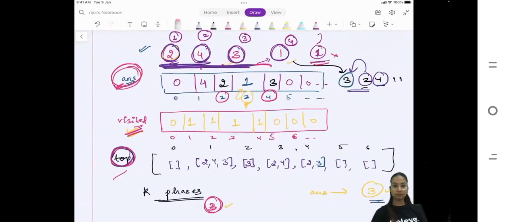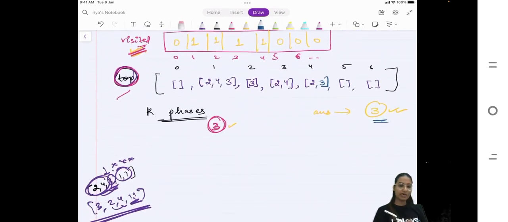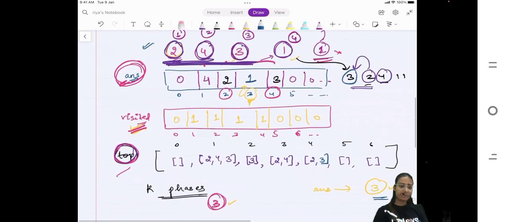Clear to everyone? Now let's do one thing. Let's look at one more query that will actually help us to understand things a little bit better.